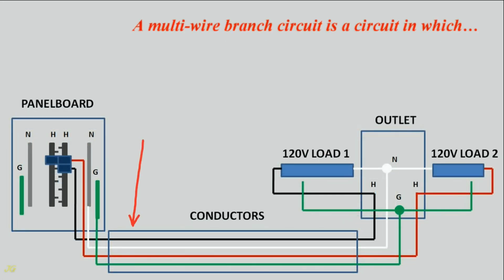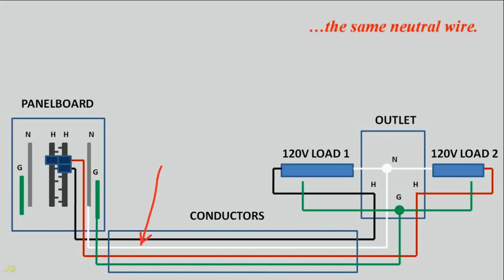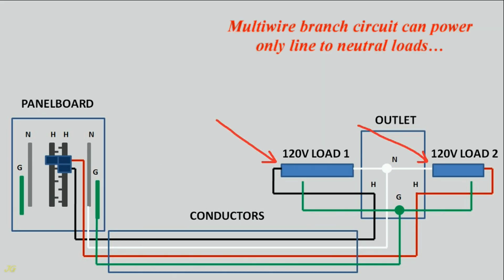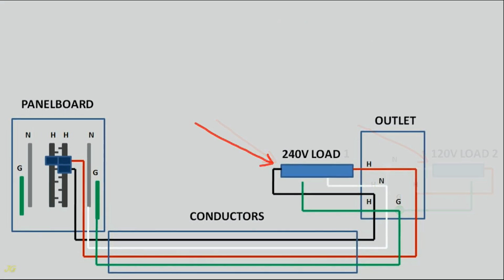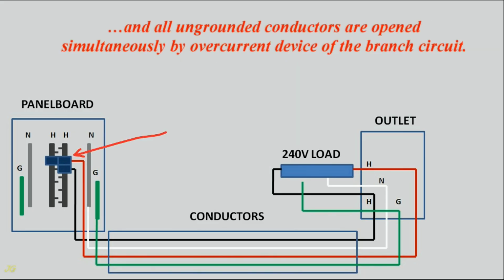A multi-wire branch circuit is a circuit in which the hot wires share, use, the same neutral wire. A multi-wire branch circuit can power only line to neutral loads. But an exception in the same article states that this kind of circuit can also power line-to-line loads when it powers only one utilization equipment, and all ungrounded conductors are opened simultaneously by the overcurrent device of the branch circuit.